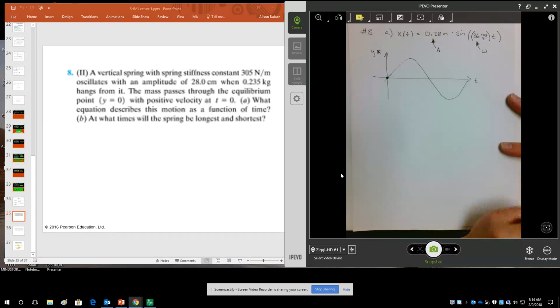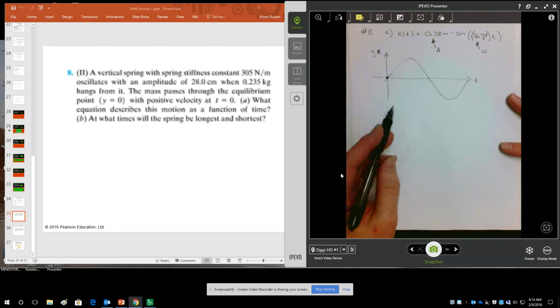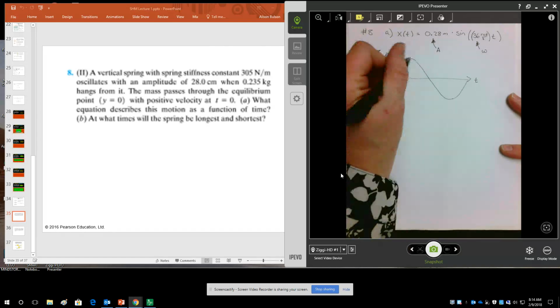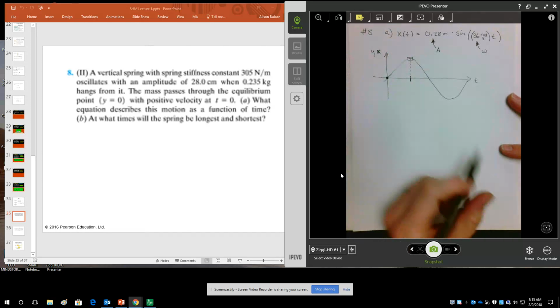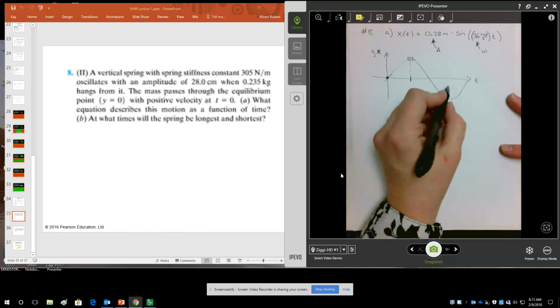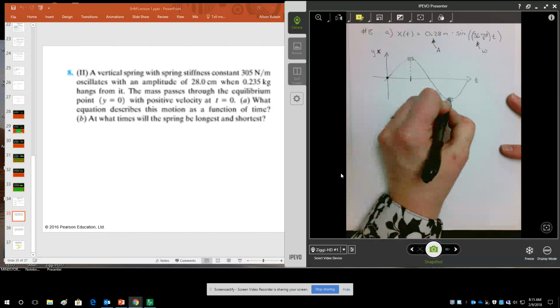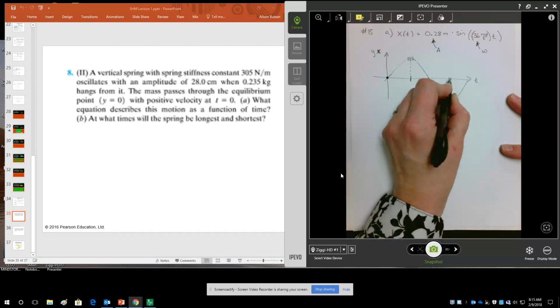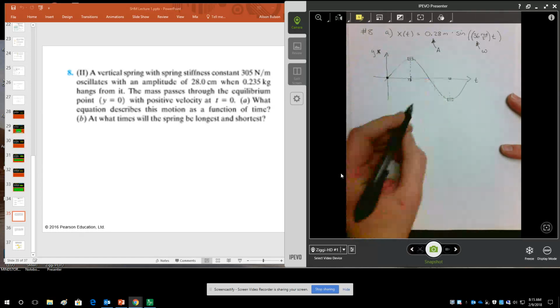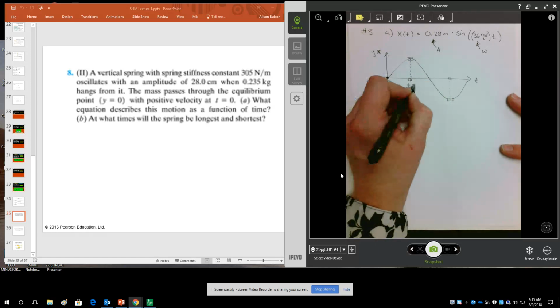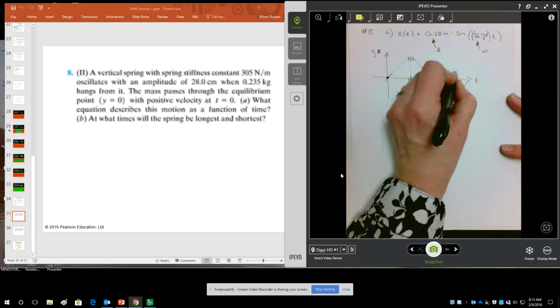Part B, at what times will the spring be longest and shortest? So I want to know at what time t is the spring maximally compressed, and at what time t is the spring maximally stretched. We're thinking about literally vertical oscillation, up, down, but we're stretching it out over time. So what is this t and what is this t?